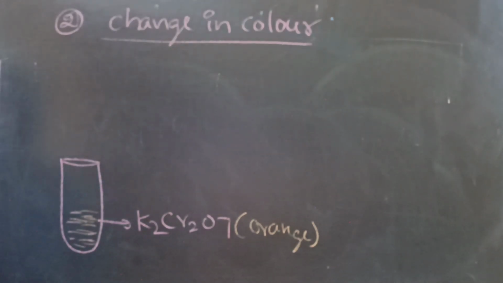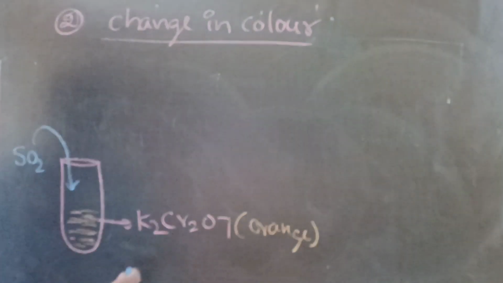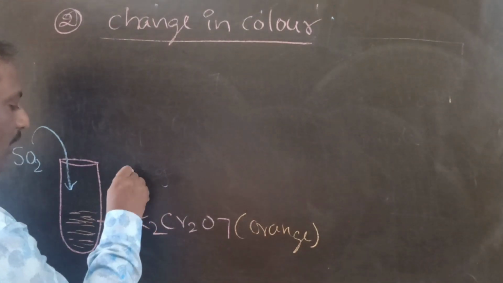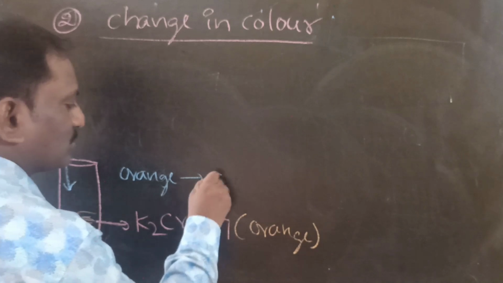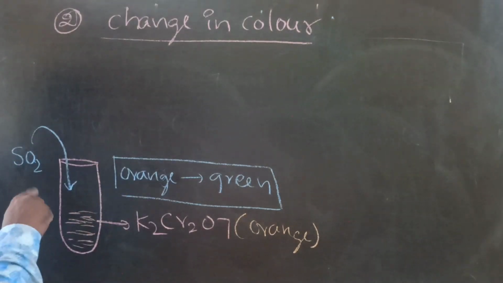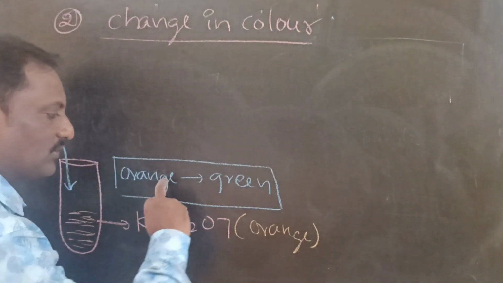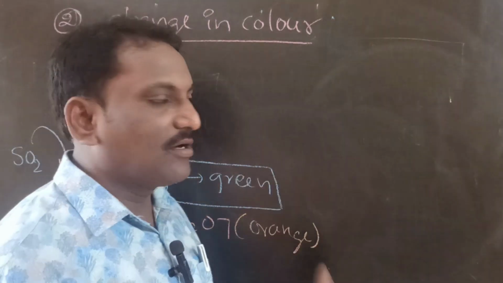When sulfur dioxide gas is passed through the orange colored potassium dichromate, it becomes green. So orange colored potassium dichromate changes to green. This is the observation: when sulfur dioxide gas is passed through orange colored potassium dichromate, the orange solution turns into green color. So this is an example of change in color.